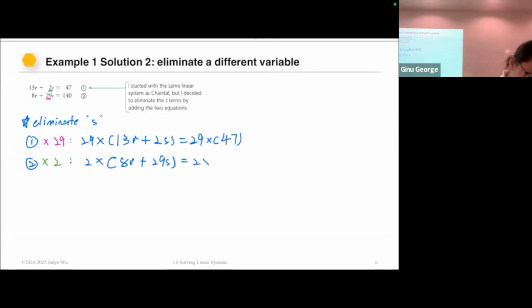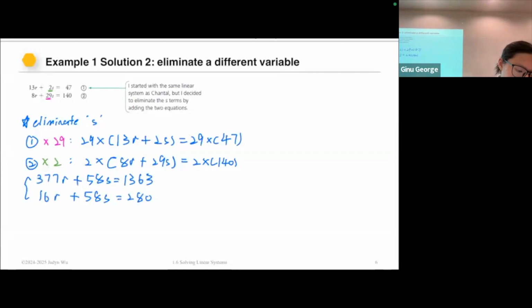And it is equal to 2 times 140 here. And now let's simplify the equation. We'll calculate the result here by opening the bracket. So we'll have 377R plus 58S equals 1363. And the lower one will be 16R plus 58S as well. And on the right hand side will be 280.